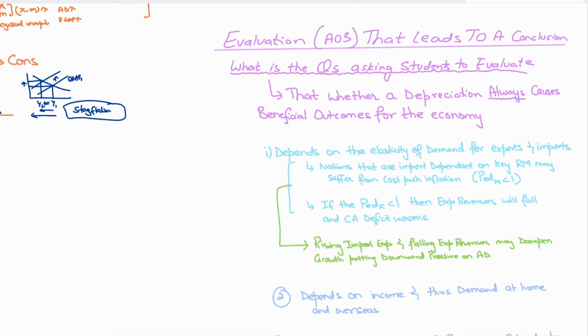Now here, since the evaluation is just for 2 marks, you can provide two of them, right? It's not that you need to provide two of them just because it is for 2 marks. Two has nothing to do with 2 marks here. It's just a common, rational thought that two would be enough. So the question is asking us to evaluate whether, like I said, it always results in a beneficial outcome. So you will say that it depends on the elasticity of demand for exports and imports, right?